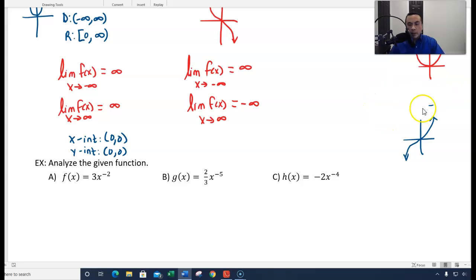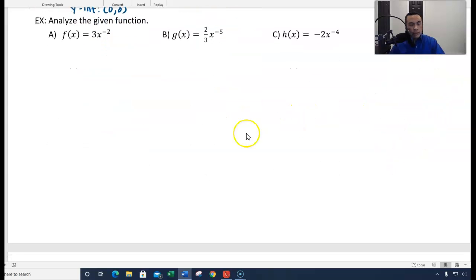Next thing. I didn't do the third one. We can do that one in class, and we'll do more examples in class. All right, let's go to this one.